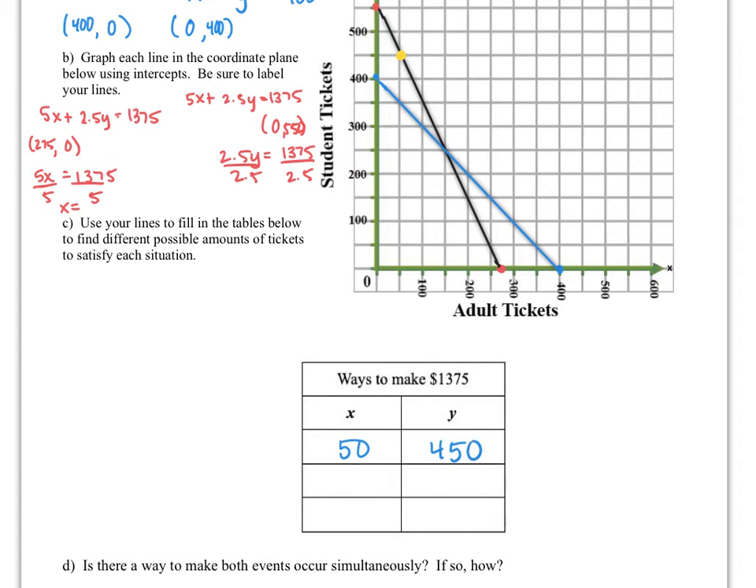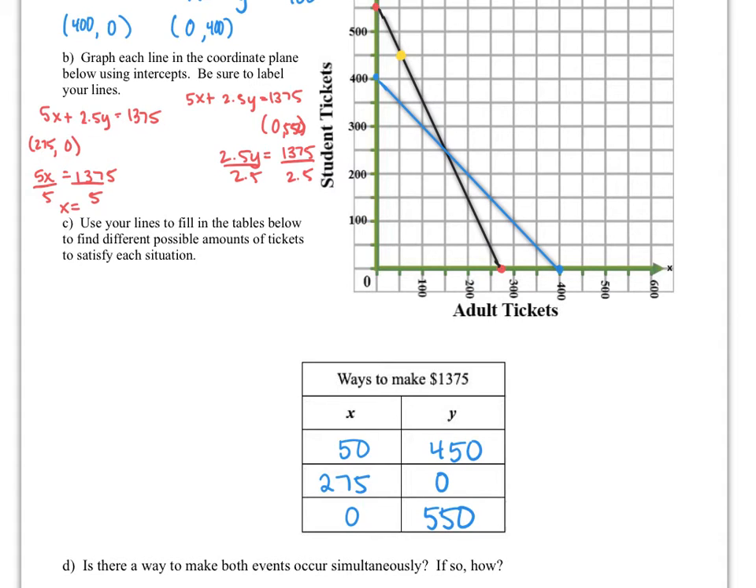450 students. I could even use my intercepts here, which was 275 adults and 0 students, and 0 adults and 550 students. There's many more possibilities to this. I would just be looking all along this line, and on a graph like this, I'd probably try to find specifically ones on a corner so I'm certain about their coordinates.